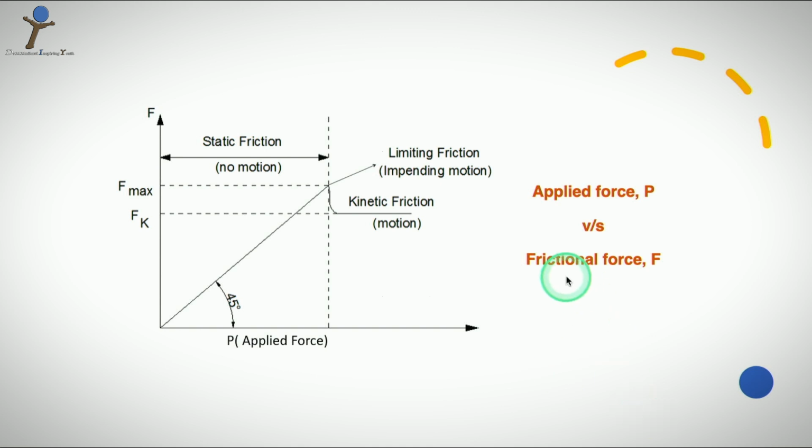So we have three different types of friction. The static friction, where the body is under rest; limiting friction, which is the maximum friction when the body just starts its motion; and the kinetic friction when the body is under motion.